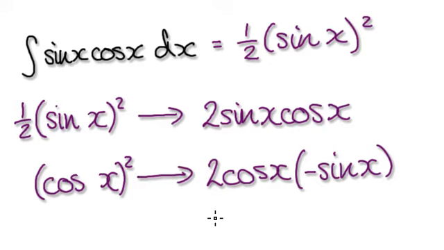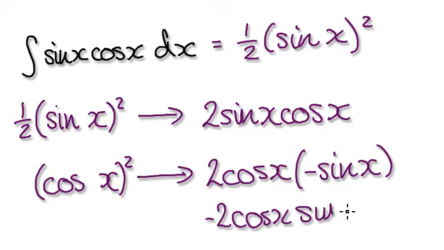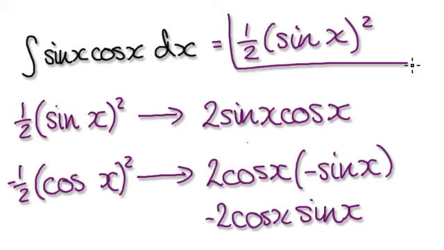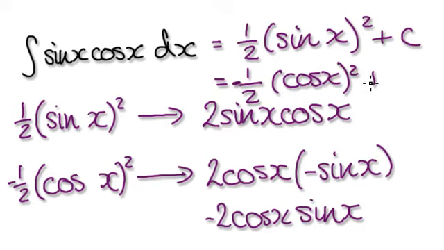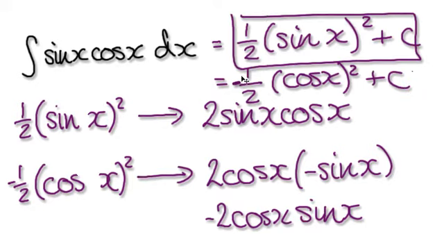Okay, and then when you tidy this up, it will give you minus 2 cos x sine x. Okay, so now looking at this here, we don't want this negative 2. So make the adjustment. If you make this adjustment here, we've got this here is one solution, and then this here is another solution.